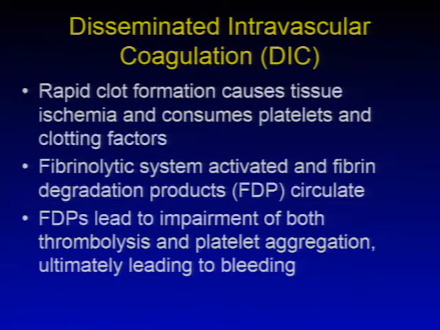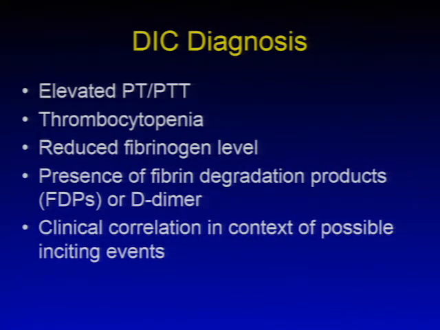So again, that rapid clot formation early on causes tissue ischemia, platelets and clotting factors begin to be consumed, the fibrinolytic system gets activated, and then fibrin degradation products start to circulate. Now, those products lead to impairment of both thrombosis and platelet aggregation, which ultimately leads to bleeding. And so you can have this combination of bleeding and thrombus at the same time. Again, extremely problematic.